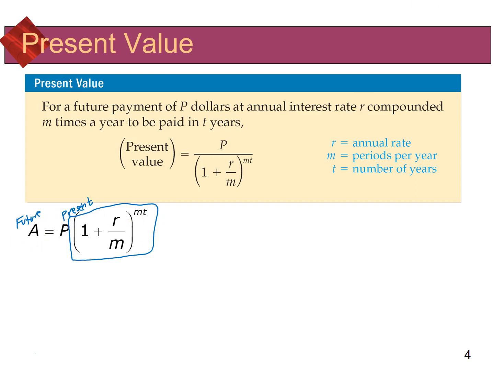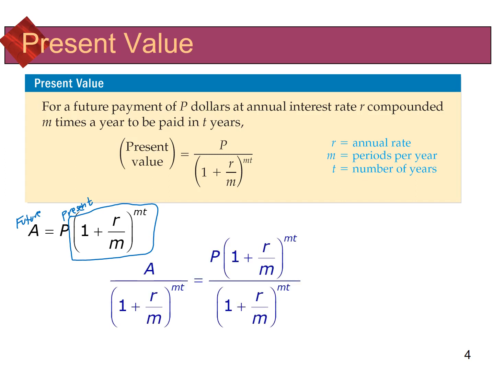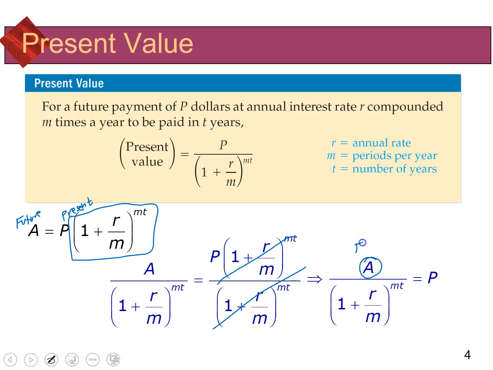So if I divide both sides by that, of course, these will eventually cancel, and I'm left with the exact same formula that we have up there. The only thing that's different is I have this being the future amount.